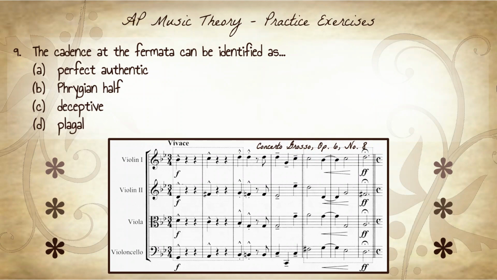Question 9. The cadence at the fermata can best be identified as A. Perfect authentic, B. Phrygian half, C. Deceptive, or D. Plagal.